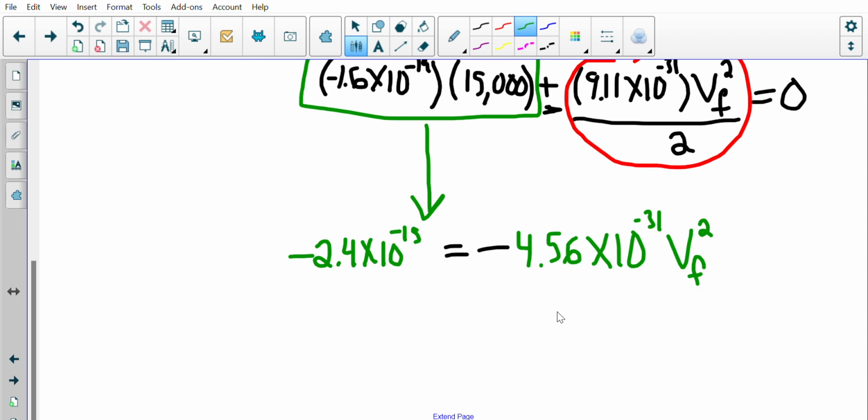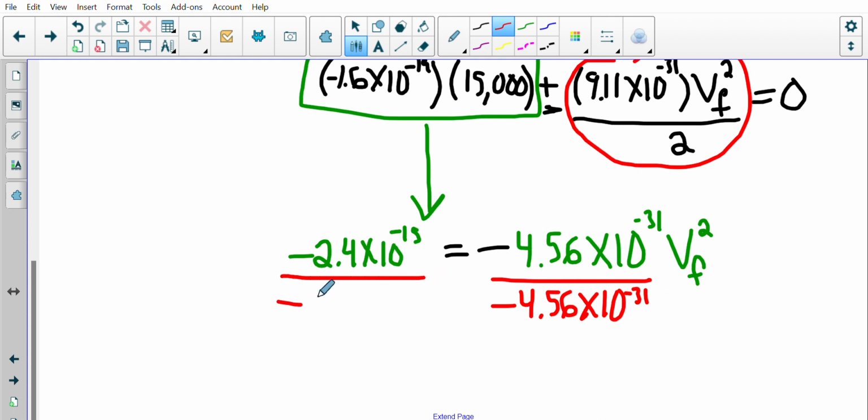All right, now let's see. We're getting simpler. That's always good. We're going the right way. Again, I want to get VF squared by itself, so I'm going to divide both sides here by negative 4.56 times 10 to the power of negative 31. And what I do to one side here, I'm going to do the other.